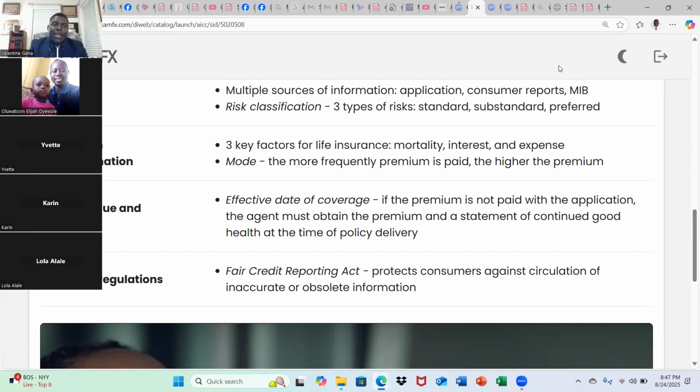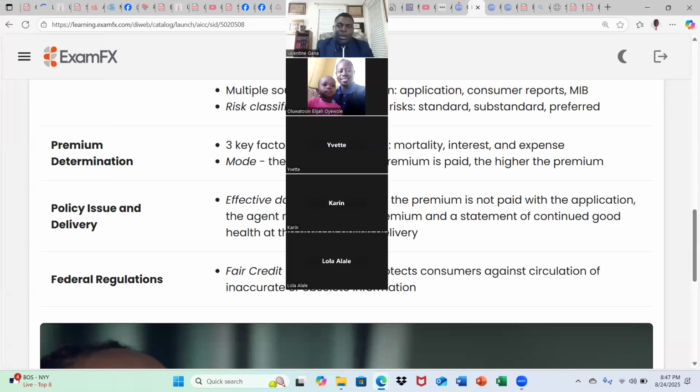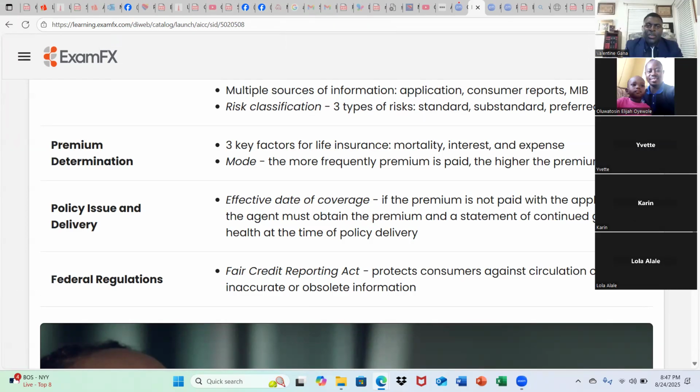Remember, one of the key things they use for determining your premium on a policy is your attained age. Remember, mode refers to how frequently you pay your premium. So do you pay your premium every month? Is it monthly? Is it quarterly? Is it biannually, which means every 6 months, or is it annually? For the exam, remember that if you pay your premiums annually, it can be cheaper than if you pay it monthly.